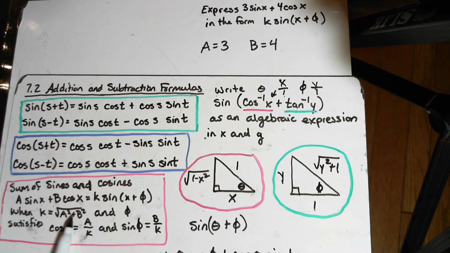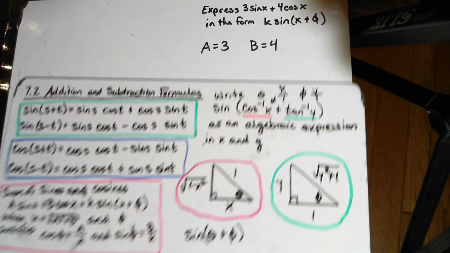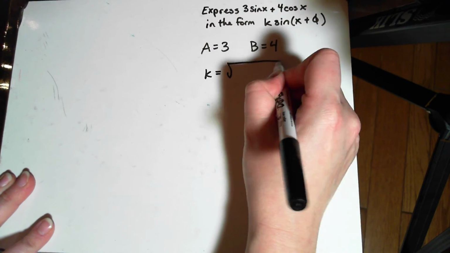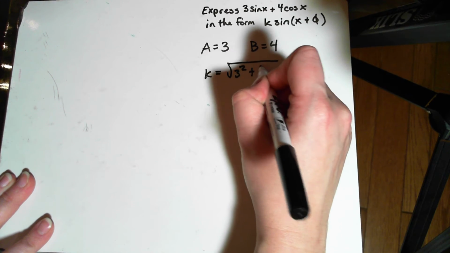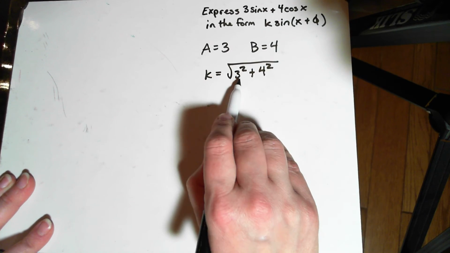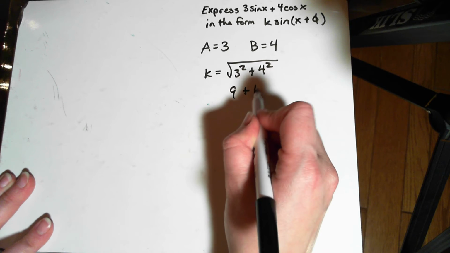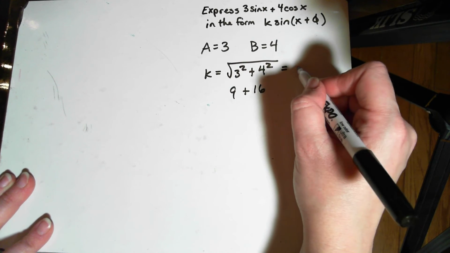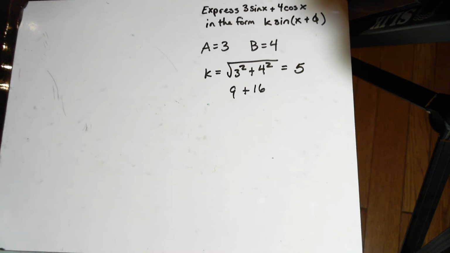K is the square root of A squared plus B squared. So K is the square root of 3 squared plus 4 squared. 3 squared is 9, 4 squared is 16, 9 plus 16 is 25. Square root of 25 is 5. So K is 5. Now I need to find phi.